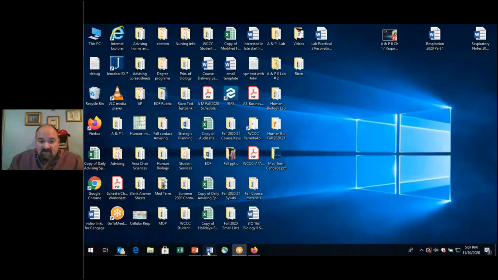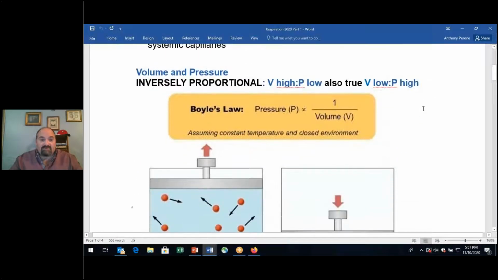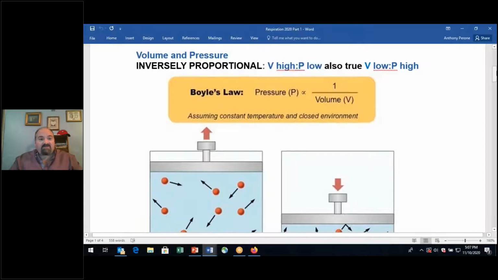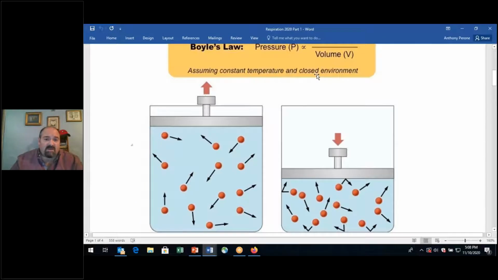This one, another one, there we go, okay. So, scroll down here a bit on my notes, and you'll see here it says volume and pressure. So volume and pressure are inversely proportional, meaning that if one is high, the other is low. And if the one is low, the other is high. So say volume is high, pressure is low. If pressure is high, volume is low, inversely proportional, okay? So here's the thing with Boyle's law, okay?